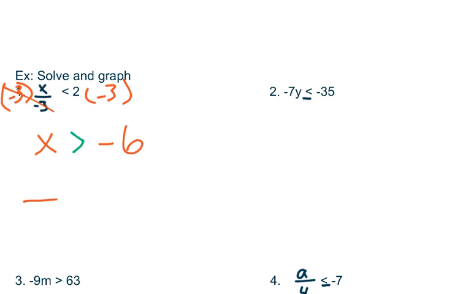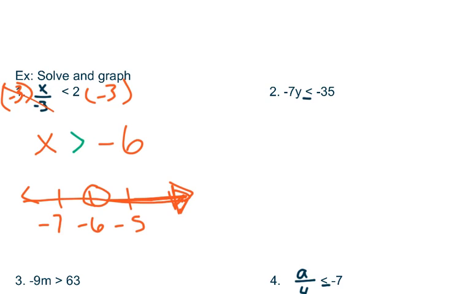Okay, so when we go ahead and graph this, negative 7, negative 6, negative 5, I'm going to have an open circle at negative 6, and now it's greater than, so greater than is out to the right.